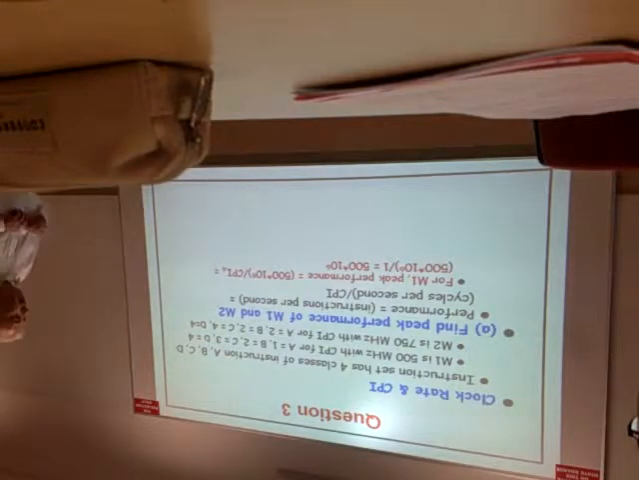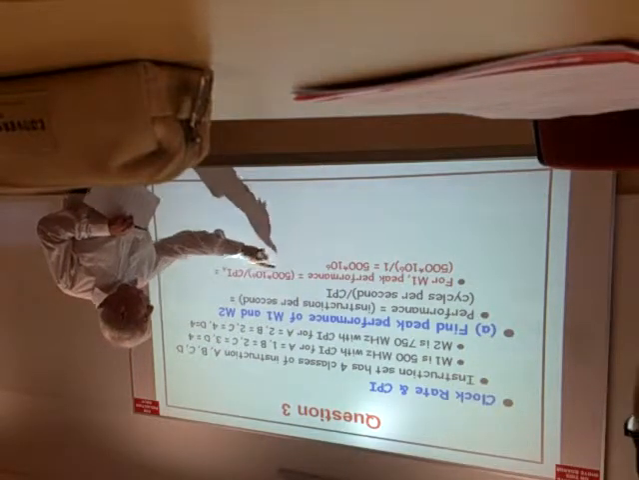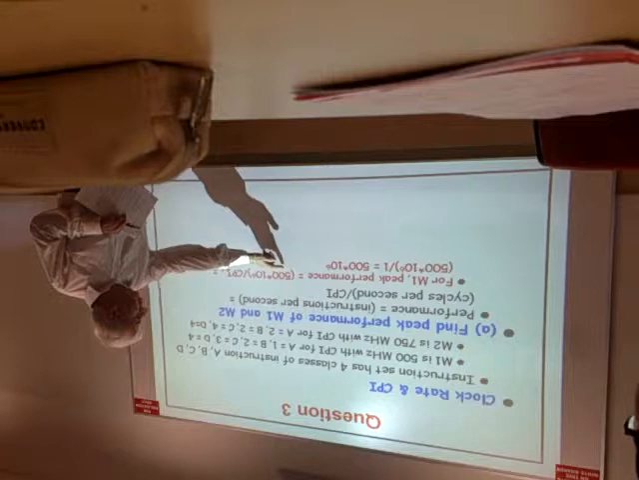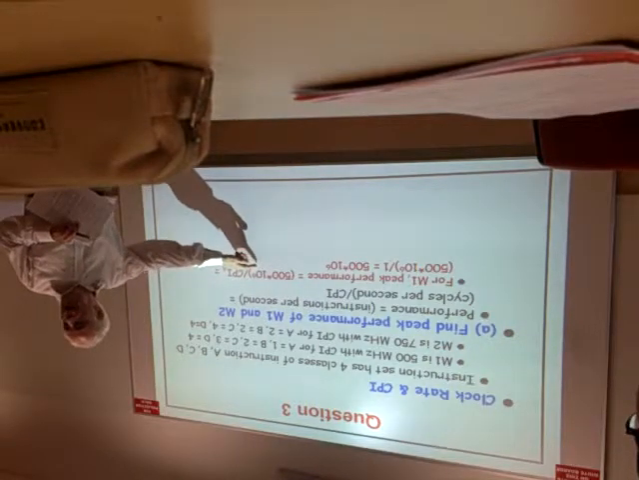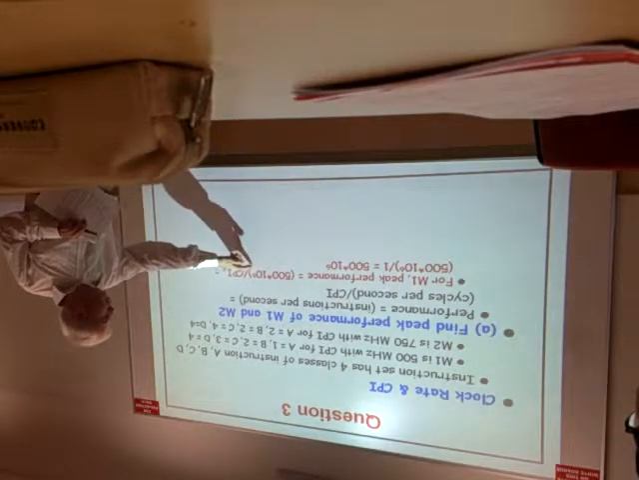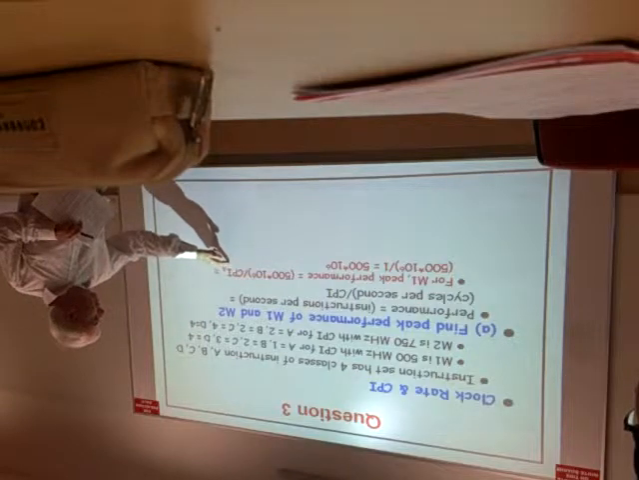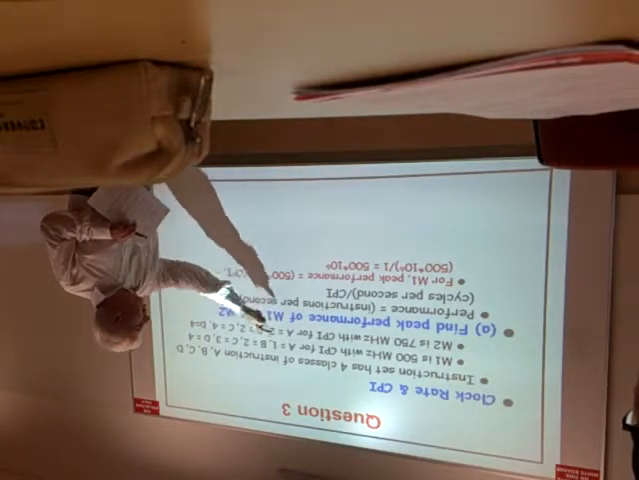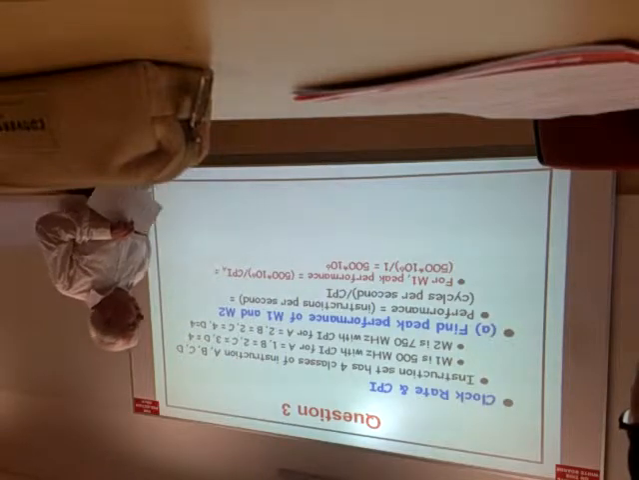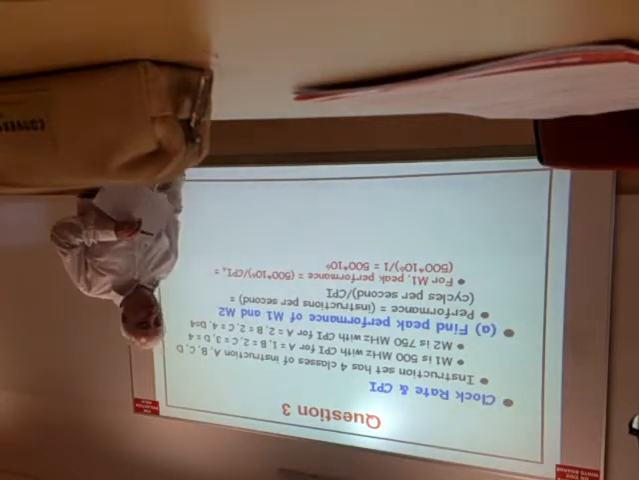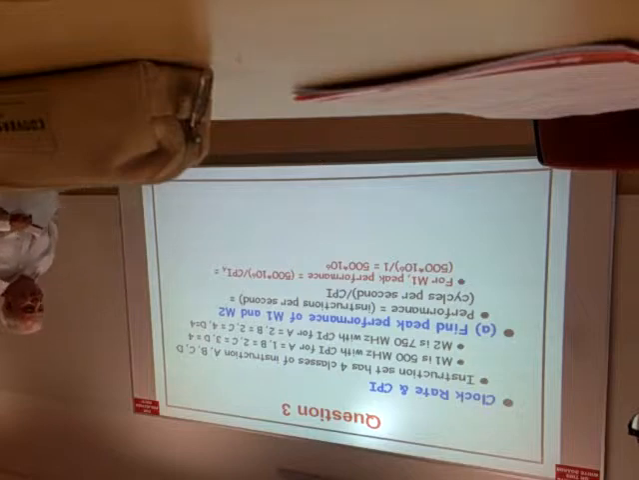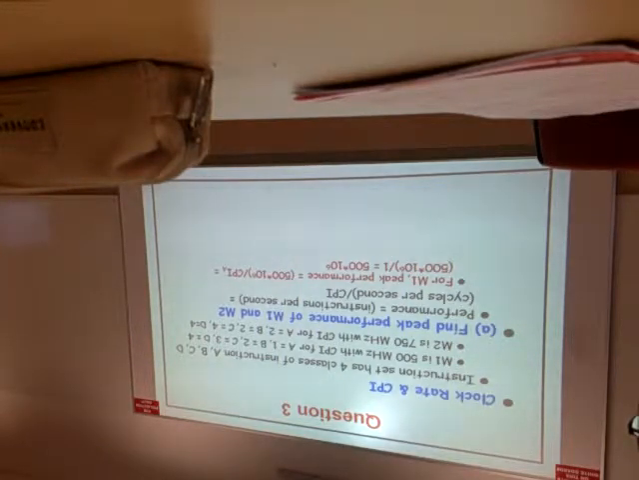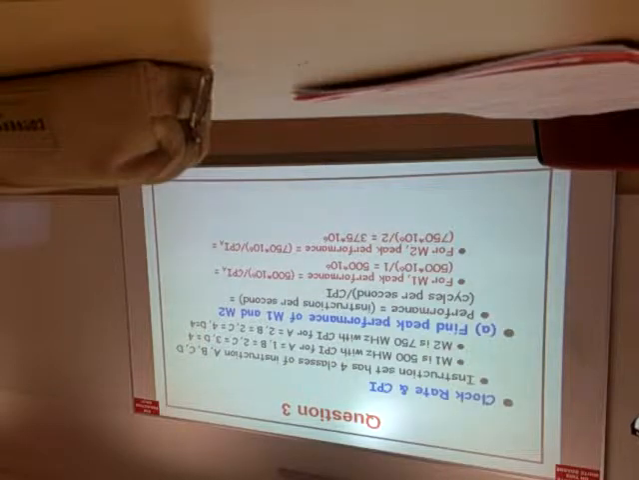Okay, so we can take the cycles per second, or the clock rate, which is 500 megahertz for M1, and divide it by the CPI of class A. The CPI for class A is 1. So for M1, the peak performance is 500 times 10 to the 6. And for M2, it's similar.